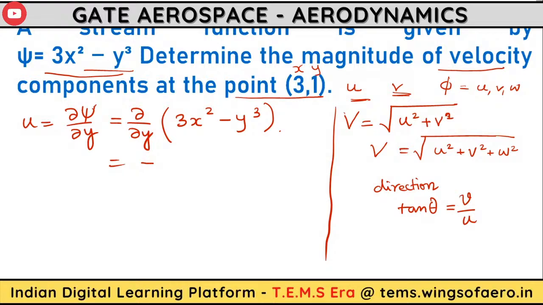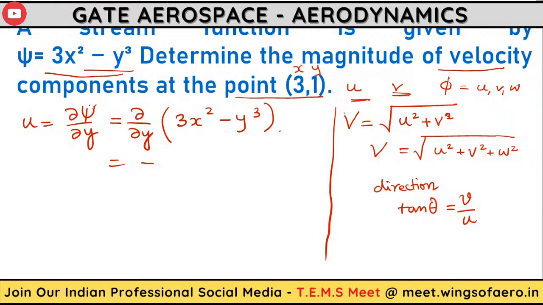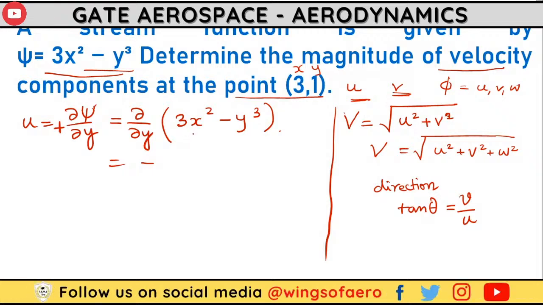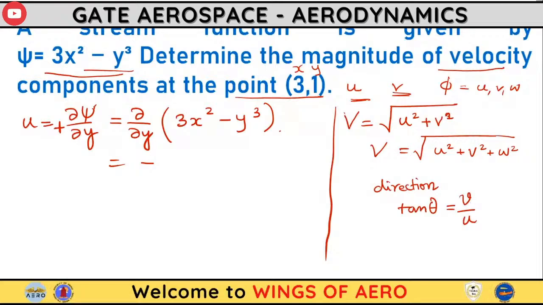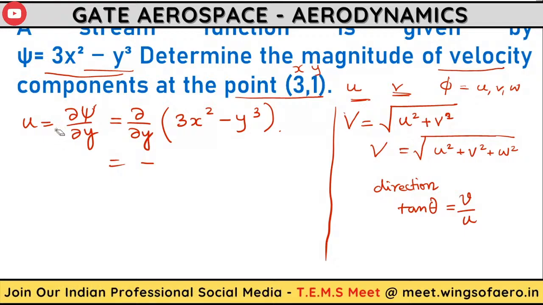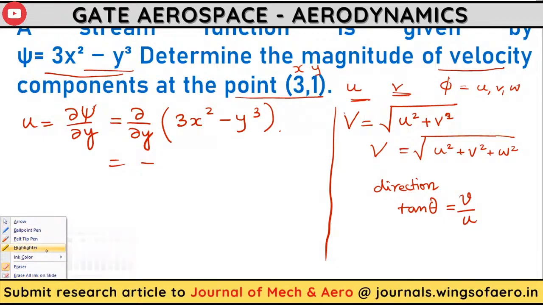Actually, what were you telling, ma'am? Negative? I don't understand. U equals dou psi by dou y, whether it's negative or positive? Negative only, ma'am. Positive only, ma'am. Look into the notes. U is equal to minus dou psi by dou y. Exactly. Okay.